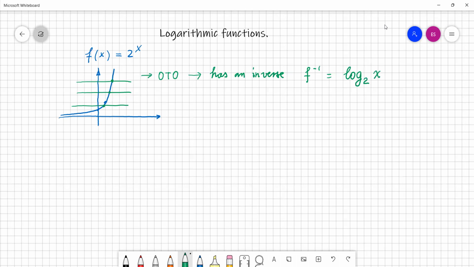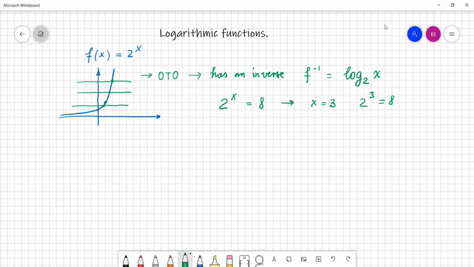So here, 2 shows what was the base of the exponential function. And how is this inverse function going to work? Well, for example, we have 2 to the power of x equals 8, which means that x equals 3, right? And it's actually 2 to the power of 3 equals 8.